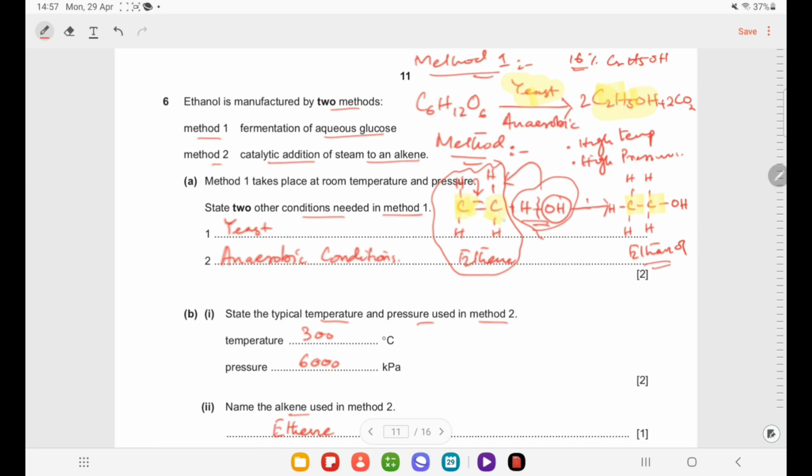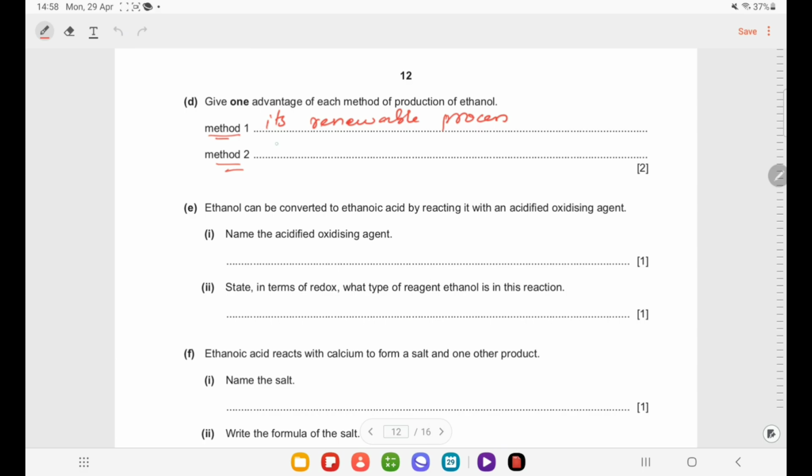But in method 2, there is no biological species involved, so we can obtain a very high purity of alcohol. So the advantage of method 2 is that a higher concentration of ethanol can be obtained. Let's move to the next part.